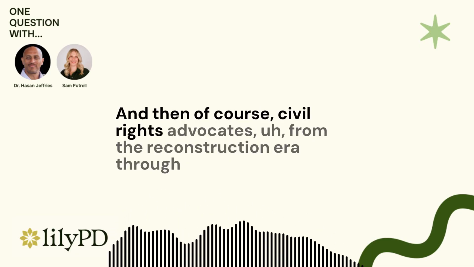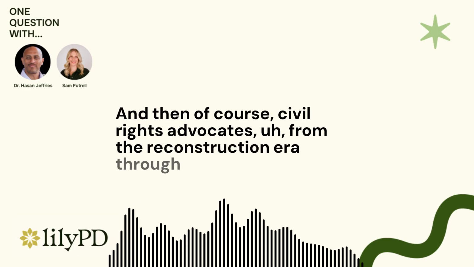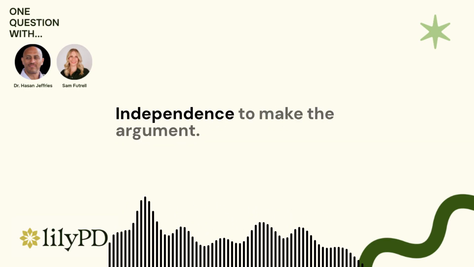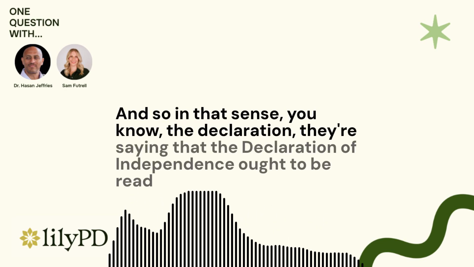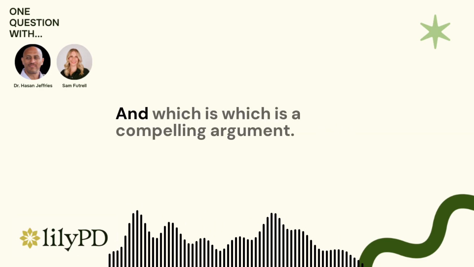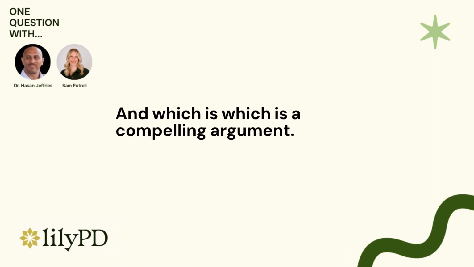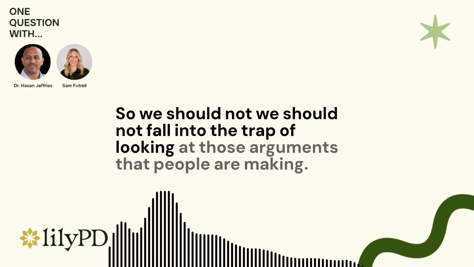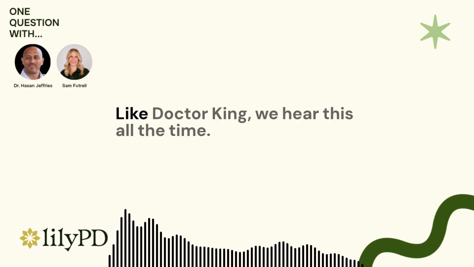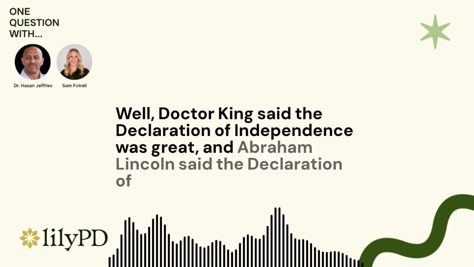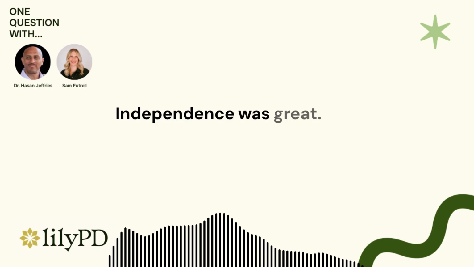And then, of course, civil rights advocates from the Reconstruction era through the Civil Rights era are constantly using the language of the Declaration of Independence to make the argument. In that sense, they're saying that the Declaration of Independence ought to be read as aspirational, which is a compelling argument. So we should not fall into the trap of looking at those arguments that people are making, like Dr. King. We hear this all the time. Well, Dr. King said the Declaration of Independence was great, and Abraham Lincoln said the Declaration of Independence was great, so there's nothing wrong with it.